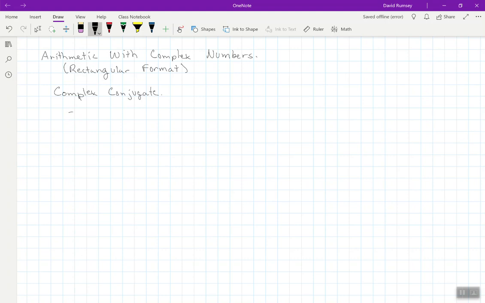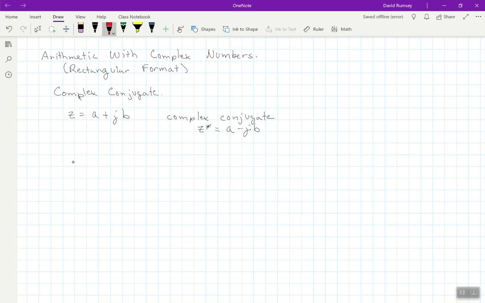So it's really easy to find a complex conjugate when you're given a number in rectangular form. The complex conjugate of this, which we often just denote as Z star, is simply A minus JB. So in other words, you just flip the sign of the imaginary part. That gets you your complex conjugate.